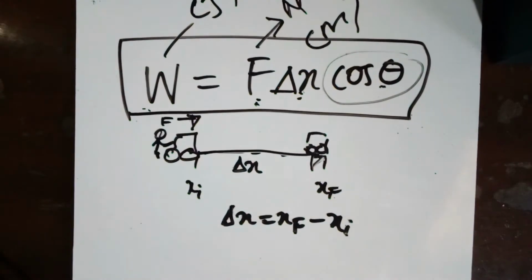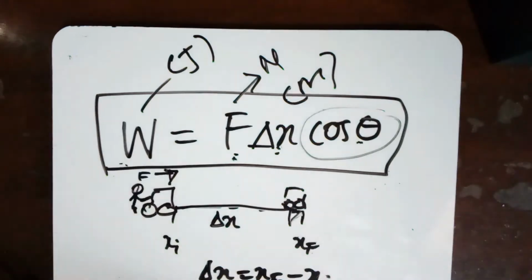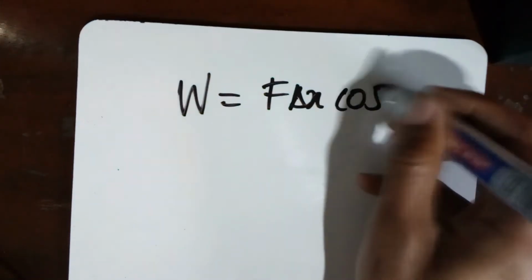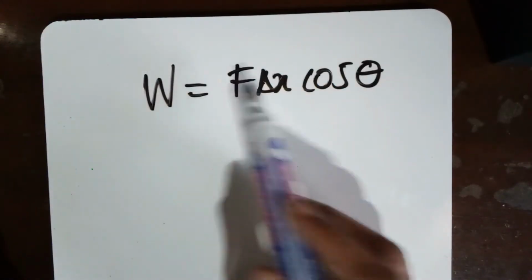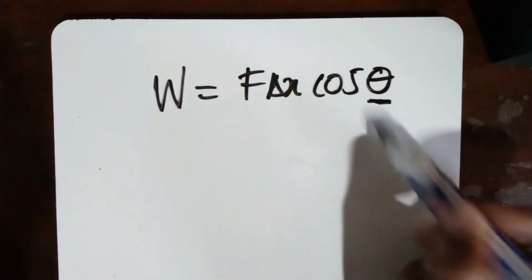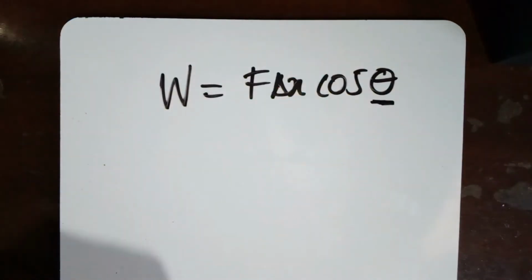Now remember, we've spoken about vector quantities, we've spoken about forces, velocity, acceleration, and many others. But now work is actually a scalar quantity. So you don't need to provide the direction. You don't need to provide negative F or positive whatever, because this theta here will actually take care of the direction for us, and then you will see what I mean.